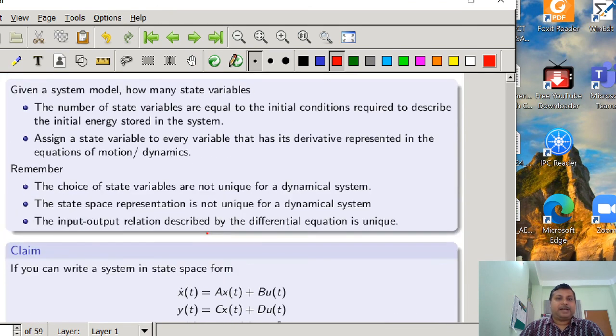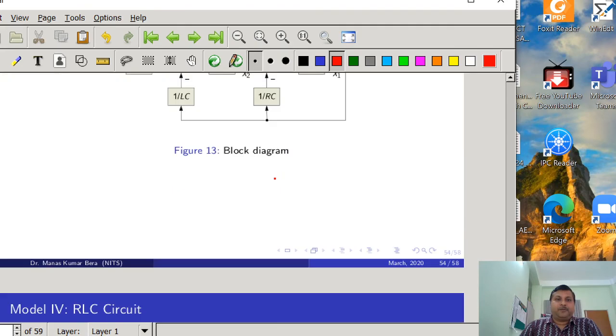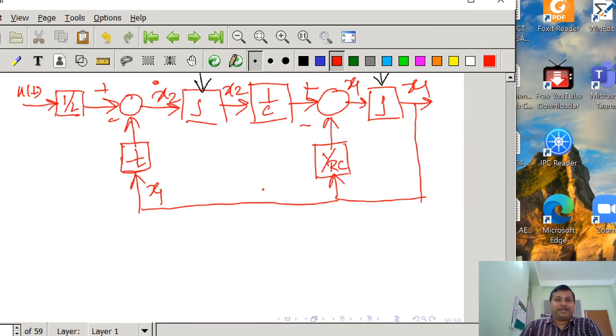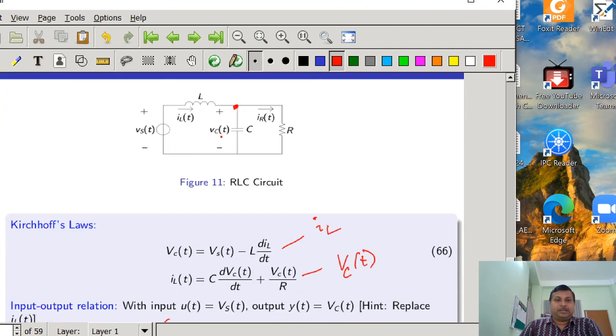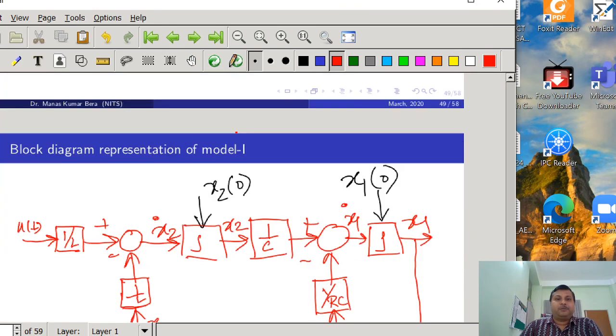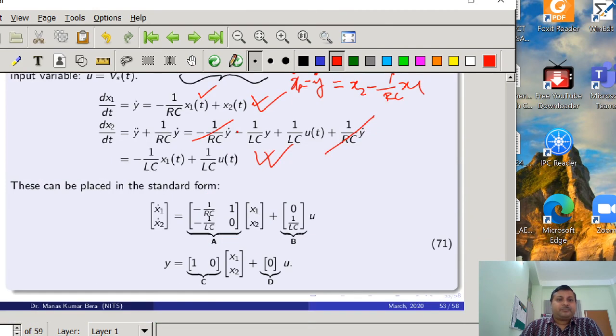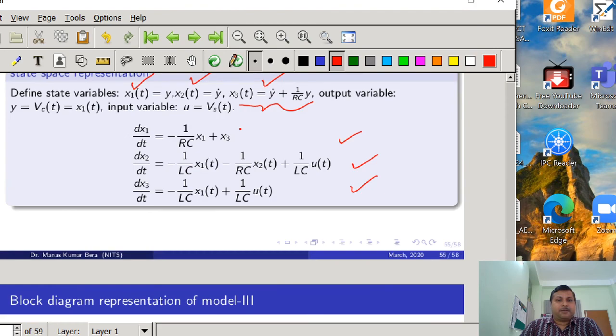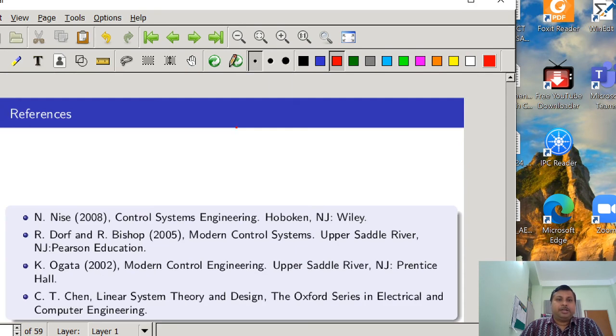Fine. So now these are the facts. Again, we are going to summarize: given a system model, how many state variables? The number of state variables is equal to the initial conditions required to describe the initial energy stored in the system. Here in this example, you will find that two energy storing elements are there, the inductor and the capacitor. So at least two state variables will be there, that is, the voltage across the capacitor and the current through the inductor.